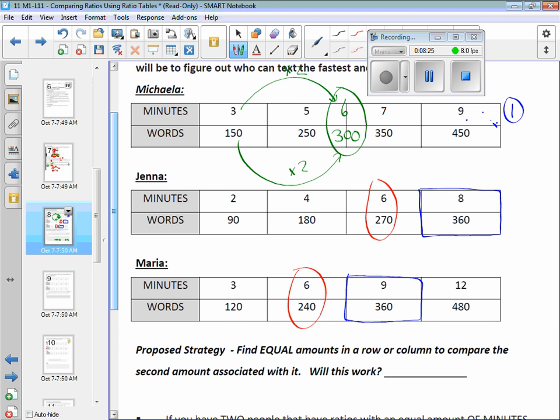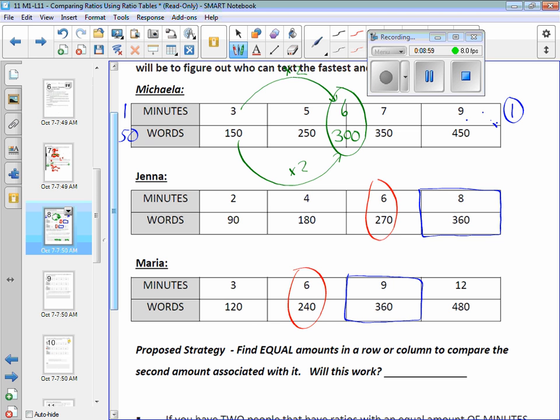Let's take Michaela. 3 to 150. What number goes into both? Ella. 3 goes into 3 how many times? 1. I'm going to put my value of my ratio table before the table begins. 3 goes into 150. All right, so again, this is my value of my ratio, 1 to 50, or 50 words per minute.